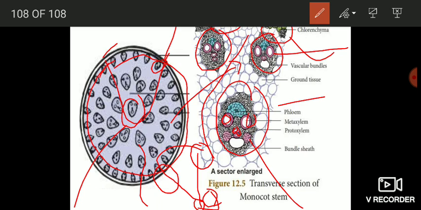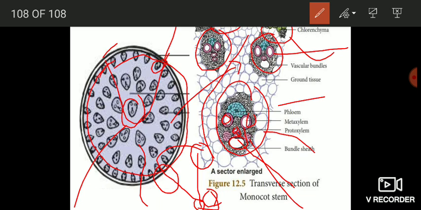And one thing that you will remember about the xylem of monocots is the xylem parenchyma is absent, because the xylem parenchyma cells get destroyed, they get dissolved and result in the formation of a cavity which is known as lysigenous cavity.